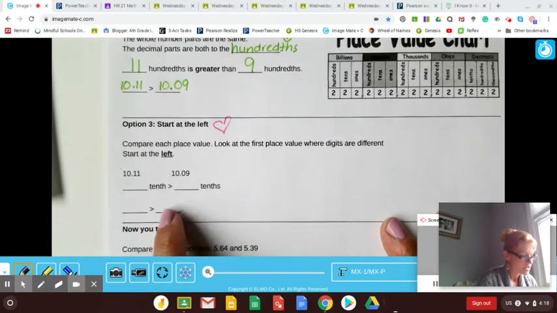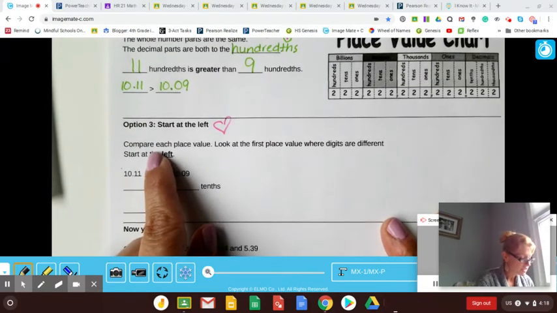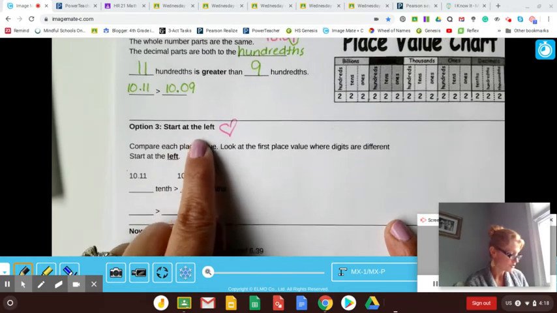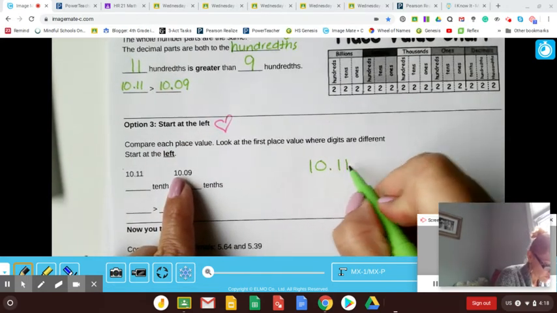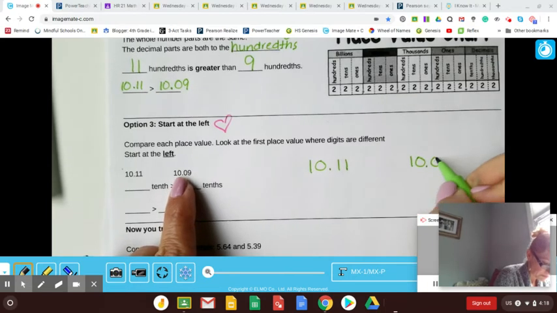Now for my favorite. When we're using the start at the left strategy, the one thing that you want to do is, I'm going to rewrite this a little bit bigger for you.